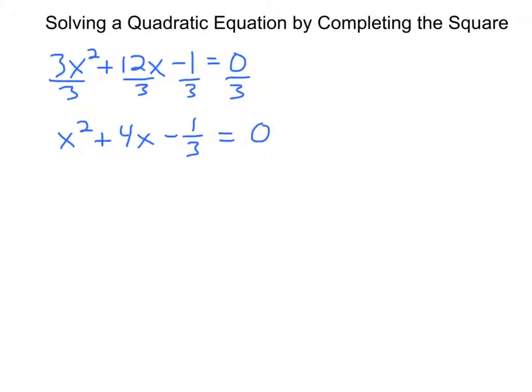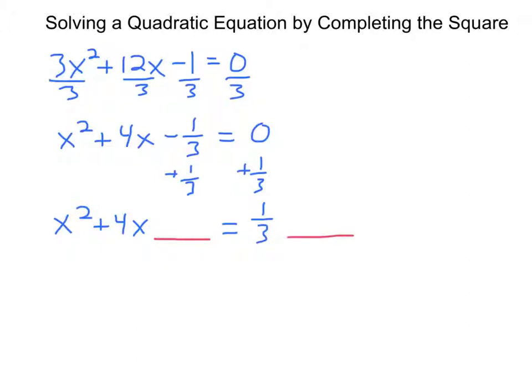And then from here, we'll just finish it the same way we did before. This constant term, negative 1/3, we've got to bring over to the other side. So we'll add 1/3 to both sides. So we end up with x squared plus 4x. Leave a little blank space right here so we can complete the square in just a minute. And that equals 1/3. And whatever we add to the left, we're going to have to add over here to balance the equation.